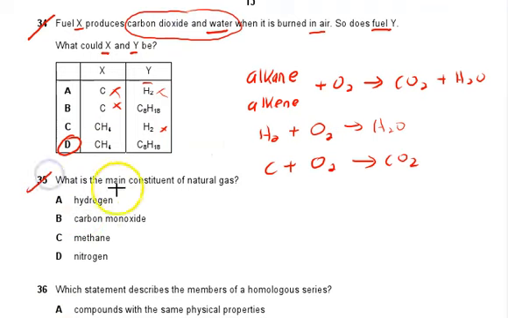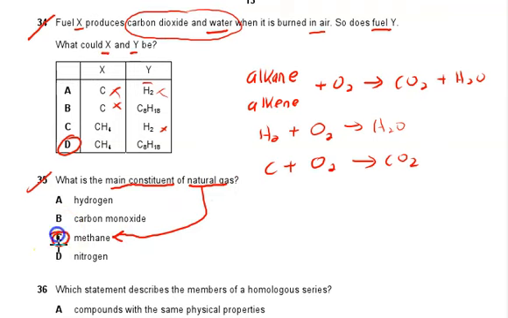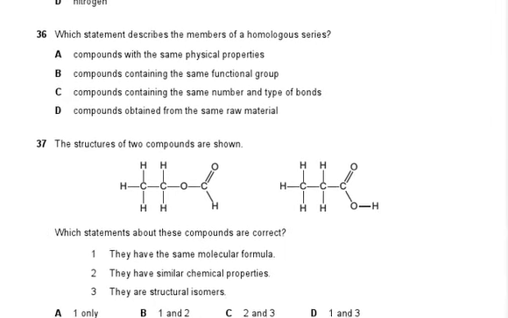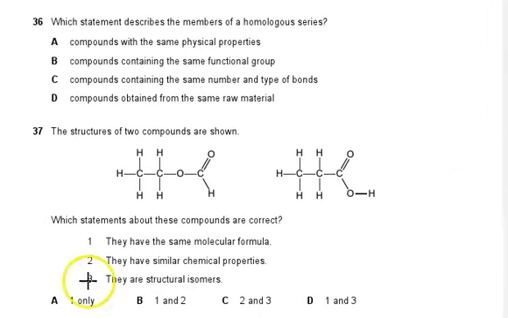Okay, number 35. What is the main constituent of natural gas? So natural gas is automatically methane. Okay, so answer is C here, guys. Okay, now let us look at number 36. Which statement describes the members of a homologous series?